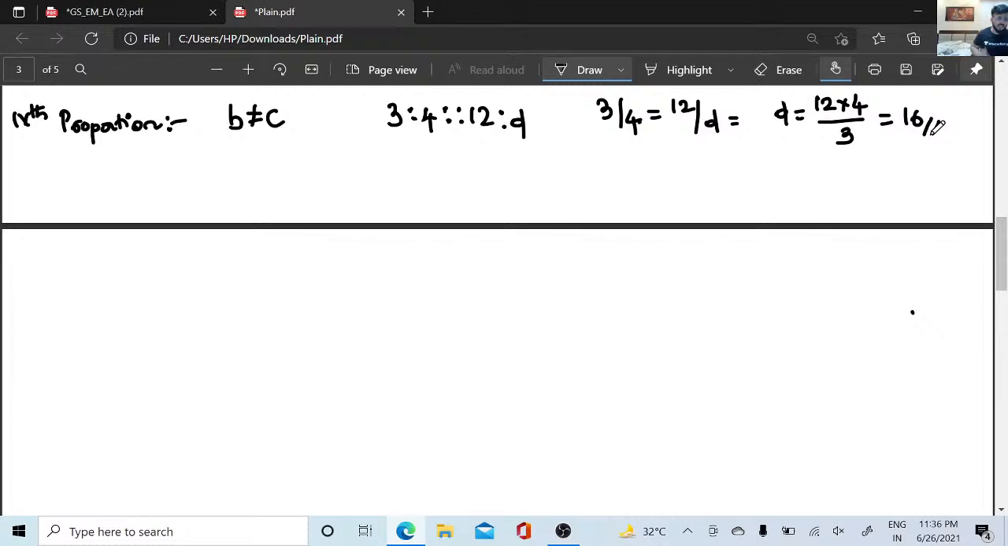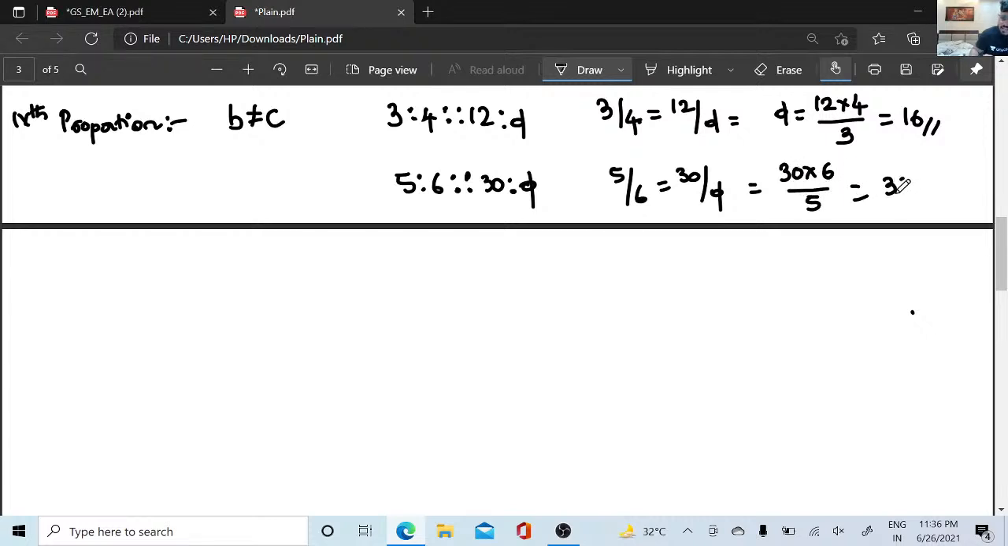If I give you one more question, 5 is to 6 is to 30 is to d. What is my fourth proportion? So this is 5 bar 6 is equal to 30 bar d. So this goes to be 30 into 6 bar 5. 6 sixes are 36. This will be the value of your fourth proportion.